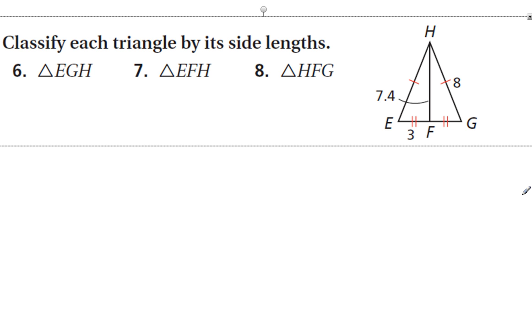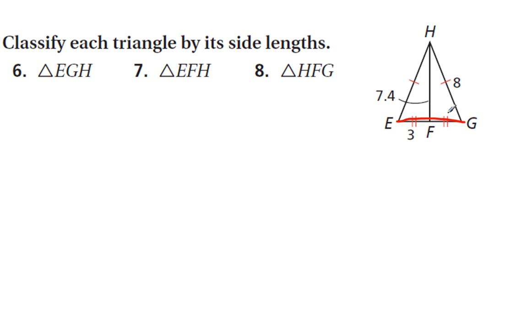Alright, next three. Classify by the side lengths. Okay, that shouldn't be too hard. So EGH, this time it's starting with the big triangle. We notice that we have these two little tick marks here, which means that these two are the same. And if this is 8, that means this over here has to be 8. And if this short side is 3, that means this over here is 3. So that adds up to 6.